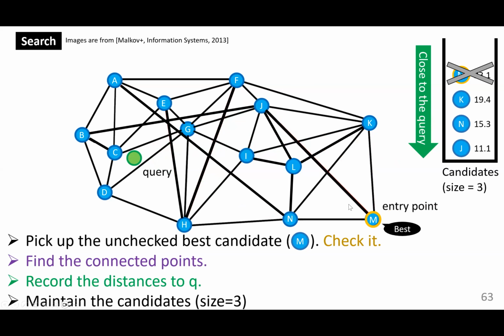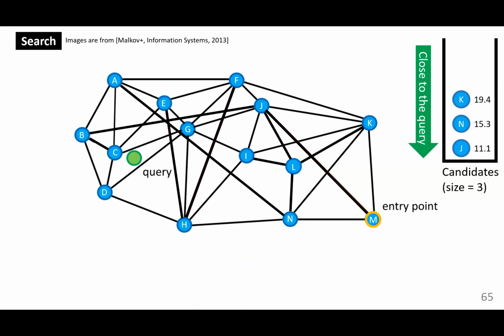And I need to say that we need to maintain the candidate list because the size is 3. Here there are 4 elements, so we need to delete the last one. Here, then now delete it. So we have 3 candidates. So that's one iteration. Our task is just to repeat this process. Okay, this is after the first iteration.